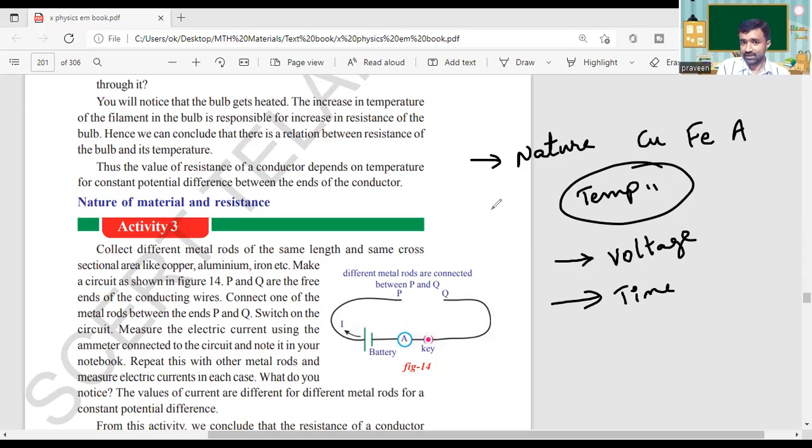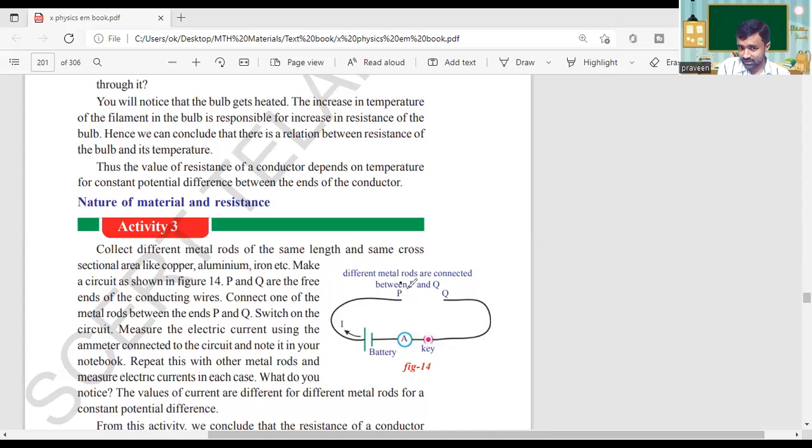Here I am covering this gap using different materials. Before connecting the PQ gap, different metal rods are connected between P and Q. But before connecting these different metals, I need to take care of these things. Here I am observing the nature of the material. To understand the nature of the material, I am following this precaution.